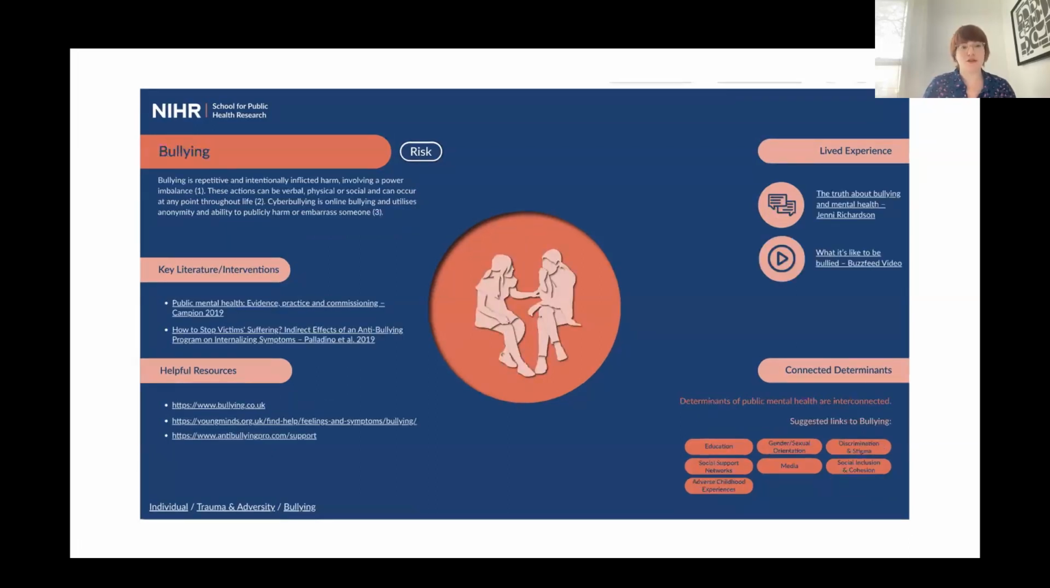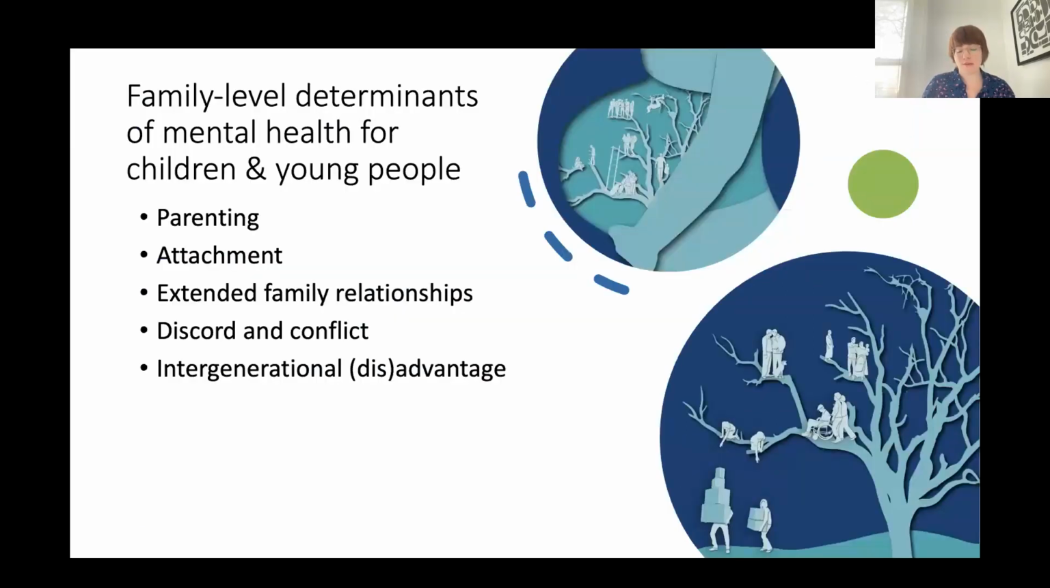Similarly, bullying also is a key issue for many children and young people. And so this is another example of the determinants card. When we move to the family level, some of the determinants really take on a different meaning when you're looking at children and young people versus adults.